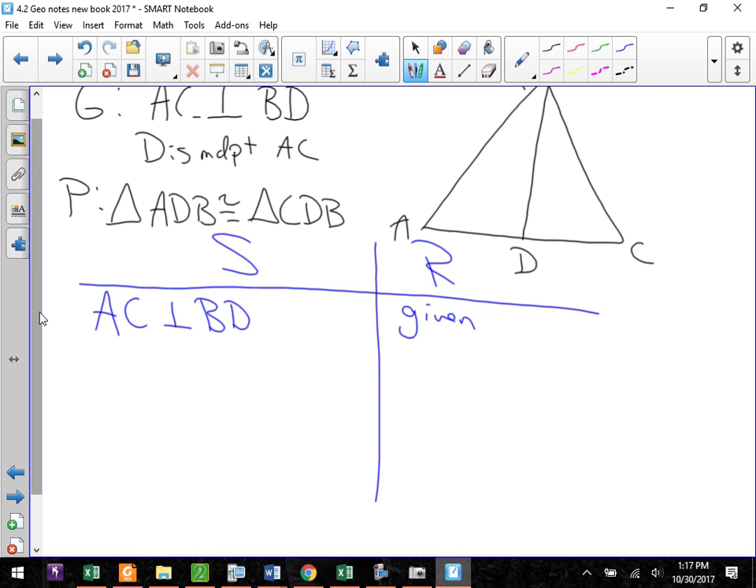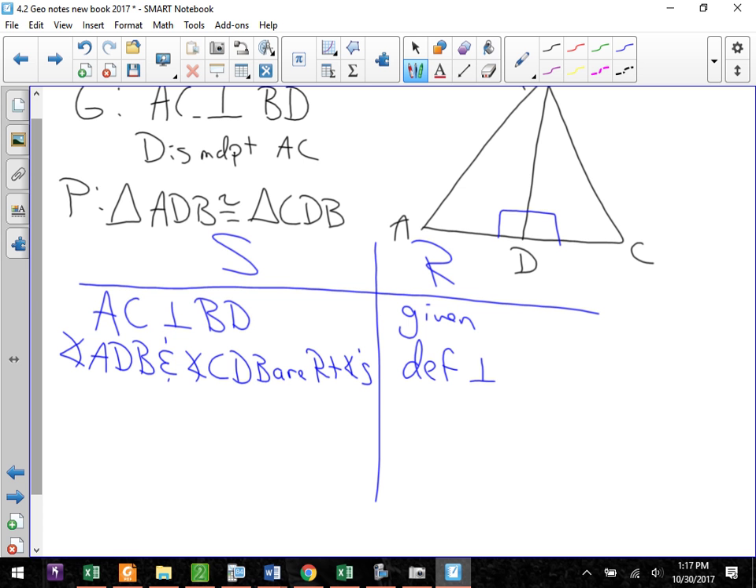So I go to my diagram. The two right angles become angle ADB and angle CDB are right angles. That's literally what we are writing out. What's the reason then? Perfect. You're just reading it verbatim. Definition of perpendicular. The reasons, what we write out and how we write it out, doesn't change. What changes is just what letters the angles are.